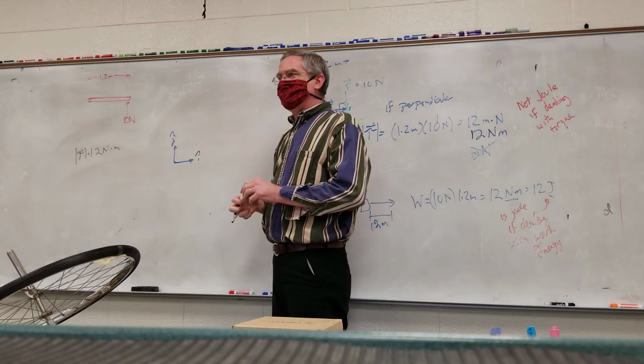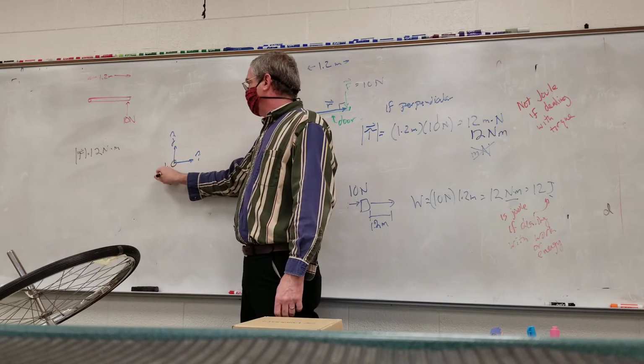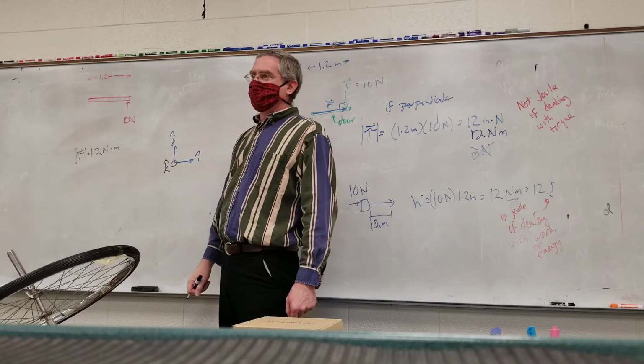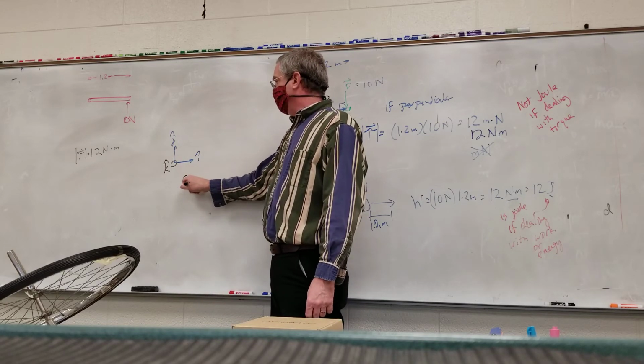So if I have I and J pointing like that, we now bring in the third one, K. This is known as a right-handed coordinate system.